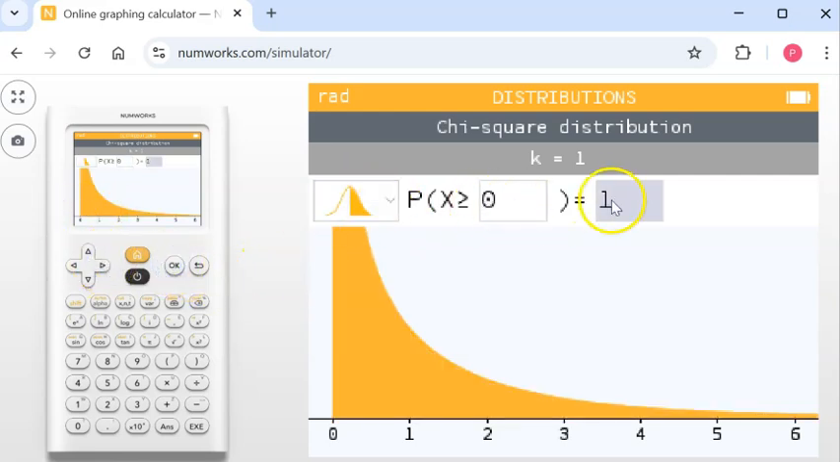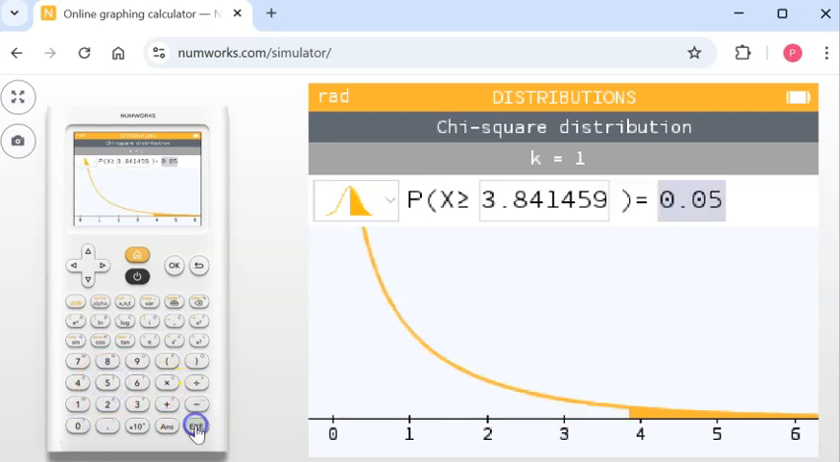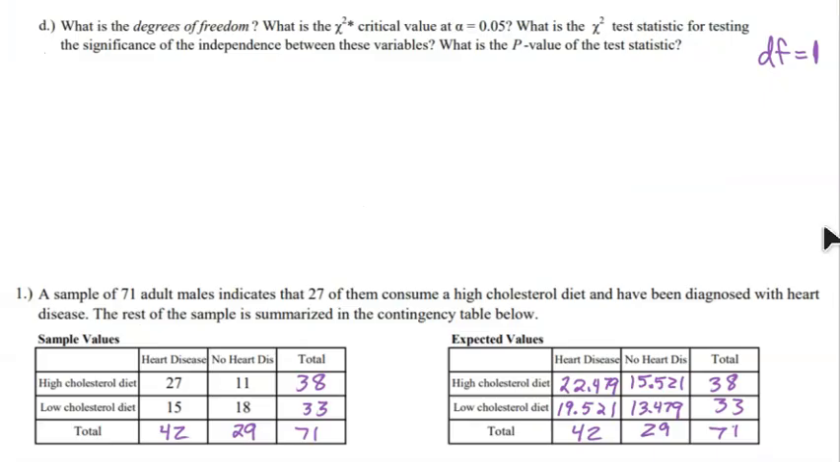Then go over here, and in the p-value, this is the box for the p-value. That's where we put the alphas. And we put in 0.05. And our critical value for chi-squared is 3.841459. Okay?